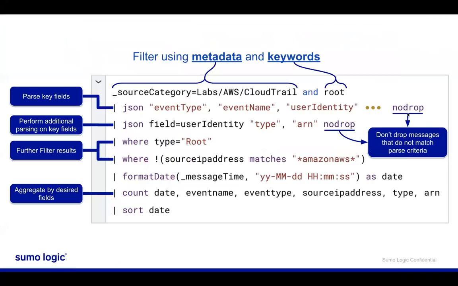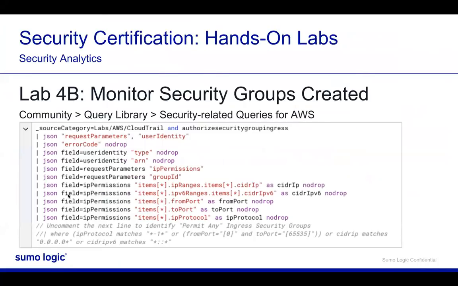Notice that it's using a nodrop. A nodrop is an option to say, listen, if you do not find these fields in a message, don't drop them. I'm going to use additional parsing later on, right? It's doing further filtering here by using some where clauses, it's doing some formatting, and eventually it's doing a little bit of aggregation as well.